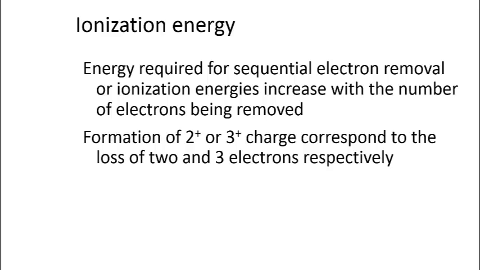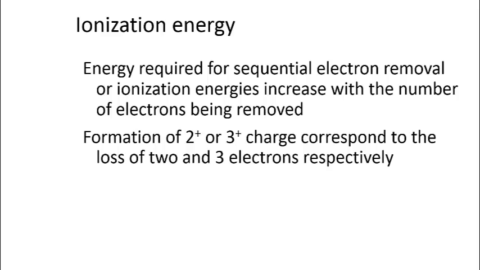In a neutral atom, the number of electrons and the number of protons is the same. But if you remove 2 electrons, you've now got a plus 2 charge. If you remove 3 electrons, you've now got a 3 plus charge, and so on. The increase in the amount of energy is due to the attractive force of the nuclear charge of the cation after an electron is removed.